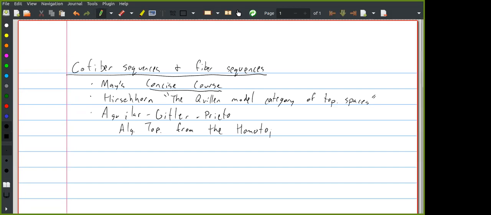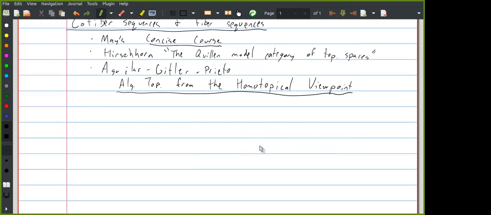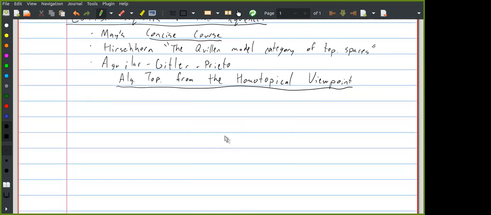And I remember trying to read this book when I was an undergrad and having basically no idea what was going on. But it sort of proves a lot of basic theorems about algebraic topology, all from the homotopical viewpoint, from the viewpoint that I'm sort of about to explain. Okay. Also, I'm not as prepared for this as I'd like to be, so there are going to be some things that I don't know the proof to. So if anyone wants to fill in with helpful comments or anything, then please jump in.